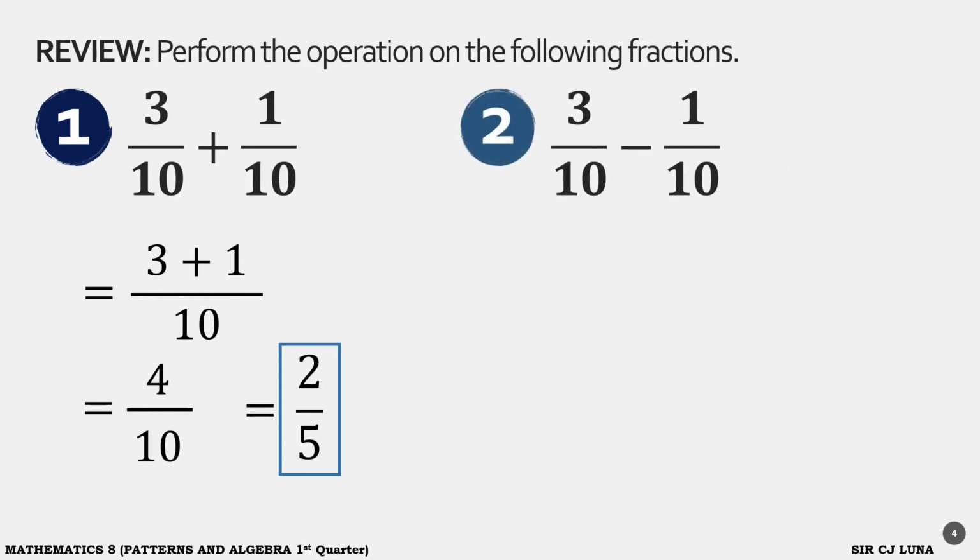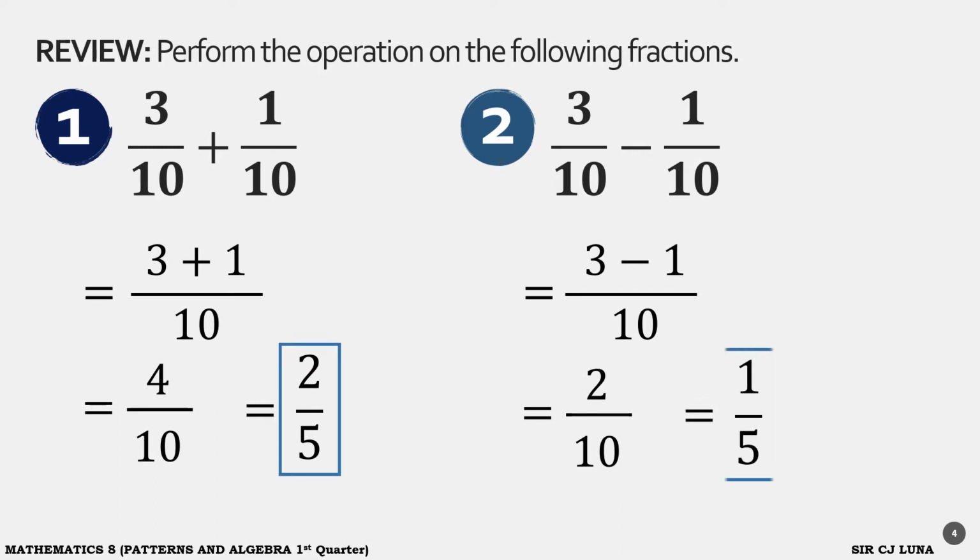Item number 2. 3 over 10 minus 1 over 10. Kamukha naman kanina, ang mga fraction natin ay may parehong denominator. So gagawin lang natin ay ipagsusubtract yung 3 at 1. So we have 3 minus 1 over the common denominator, which is 10. What is 3 minus 1? You're correct, 2, and then over 10. Okay, so simplify 2 over 10 by the GCF, which is 2. What will be our answer? Okay, you're right. We have 1 over 5.